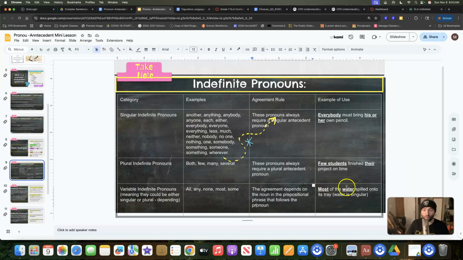So most of the water, see, this is a prepositional phrase. We know it because it begins with the word of. Most of the water spilled onto its tray. Because water is singular, we know that we need a singular.